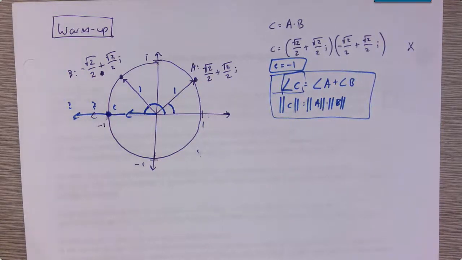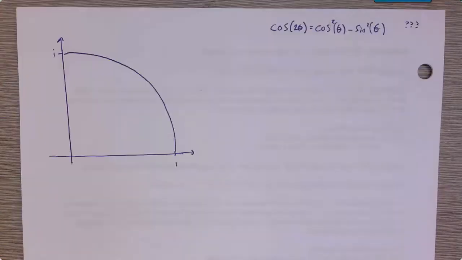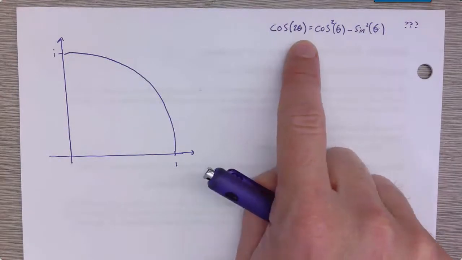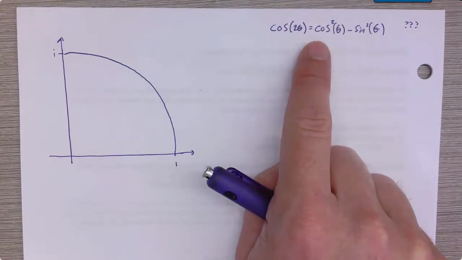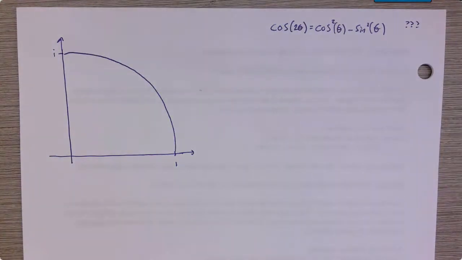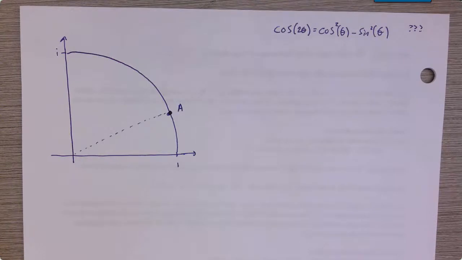But actually, do it a different time, because let's now proceed to the main show. All right, so let's do this identity. I want to prove that cosine 2 theta is cosine squared theta minus sine squared theta. And we'll think about why that makes sense using complex numbers.